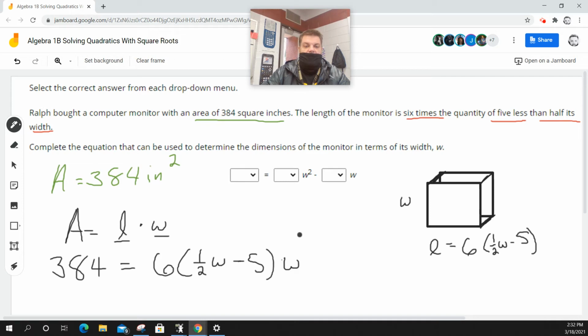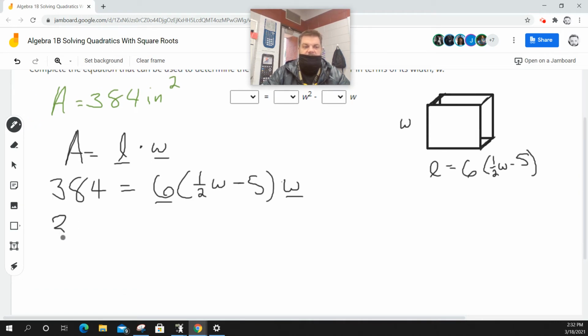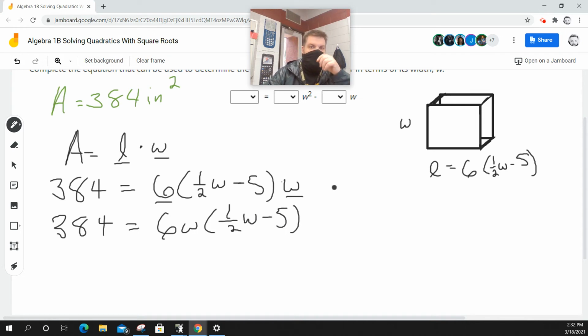I'm going to have to do some distribution. First thing, I can multiply 6 times W. So in the next line, I'm going to have 384 is equal to 6 times W times 1/2 W minus 5. I did that because then I can distribute this 6W all in one quick swoop. Now, what do you think I need to do next? Yeah, I have to distribute that 6W through the parentheses.